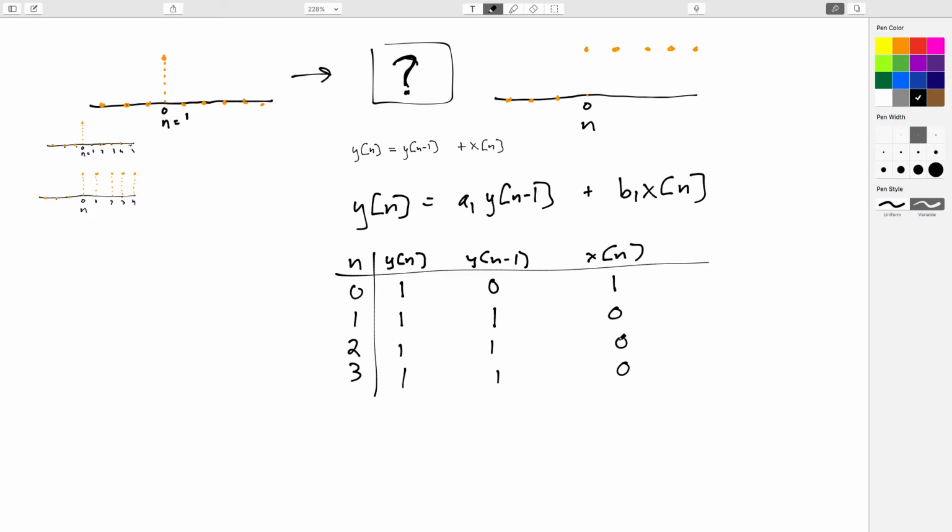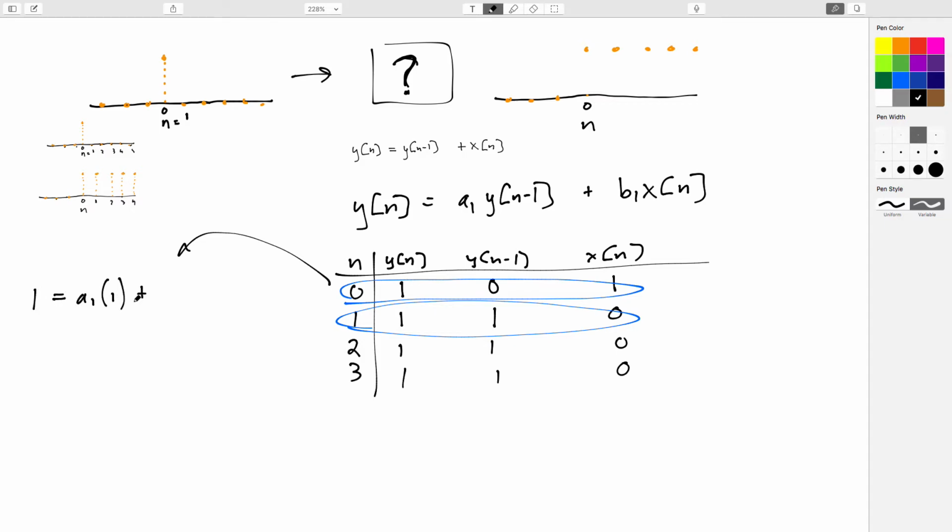Now, this is a very simple situation, but what we can do with this is each one of these rows gives us an independent equation which we can use to extract information to figure out what a1 and b1 are. So if we take this first one at n equals 0 and plug in our values, we're going to say, oh, 1 equals a1 times 0, because y of n minus 1 is 0, plus b1 times 1.